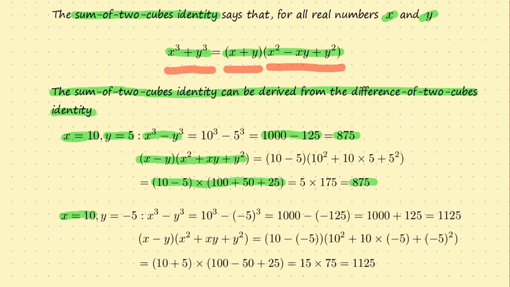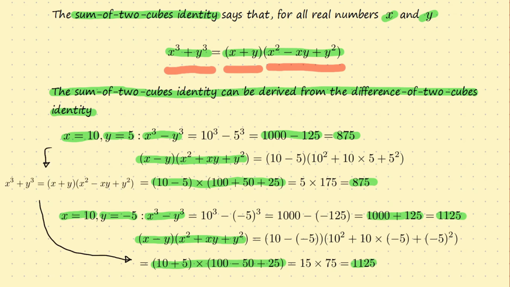If x is 10 and y is minus 5, then x cubed minus y cubed becomes 1000 plus 125, which is 1125. That's the left-hand side. The right-hand side, which is x minus y times x squared plus xy plus y squared, becomes 10 plus 5 times 100 minus 50 plus 25, which also turns out to be 1125.